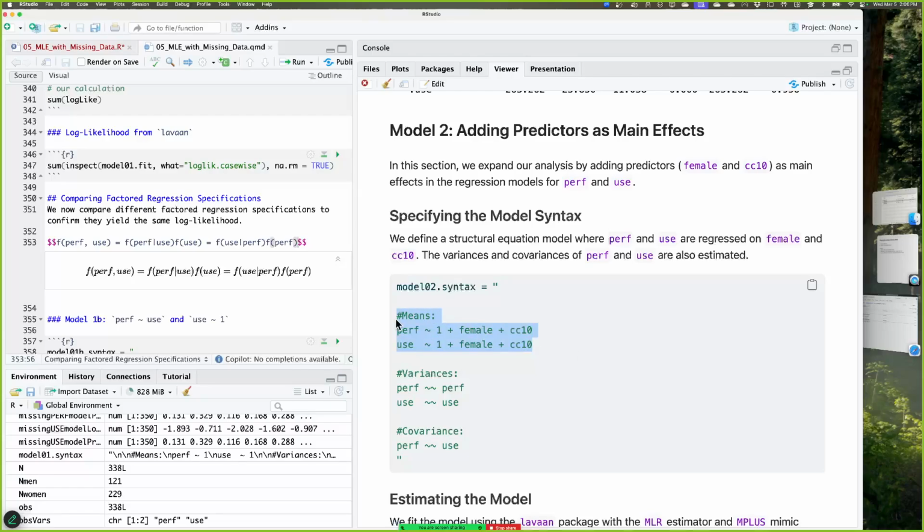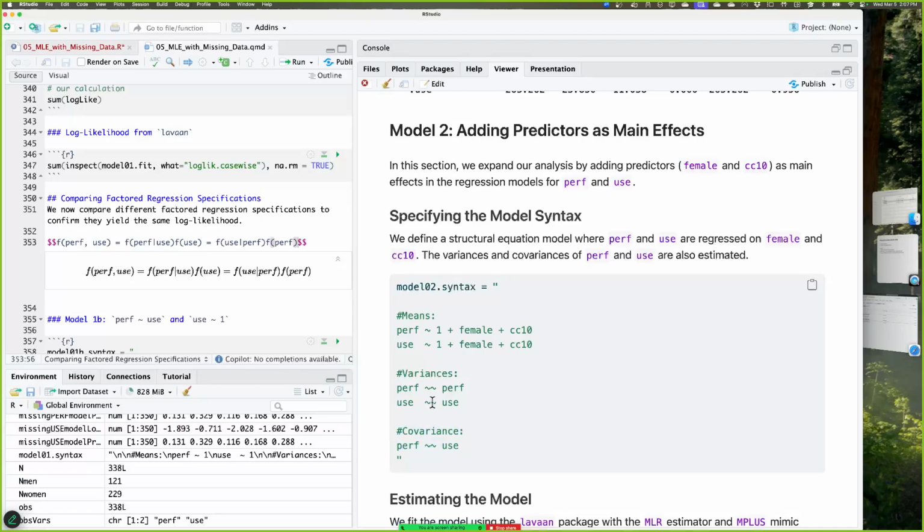And you'll note in this syntax, even though the right-hand side after the tilde is the same, that does not mean that the parameters are equal, right? It's like doing two separate regression analyses simultaneously. One of them will have its own set of parameters. Another one will have its own set of parameters. That's important because usefulness and performance are not on the same scale. They don't have the same mean. They don't have the same variance. Now, we'll also have residual variances for performance and usefulness. And we'll also have a residual covariance between the two.